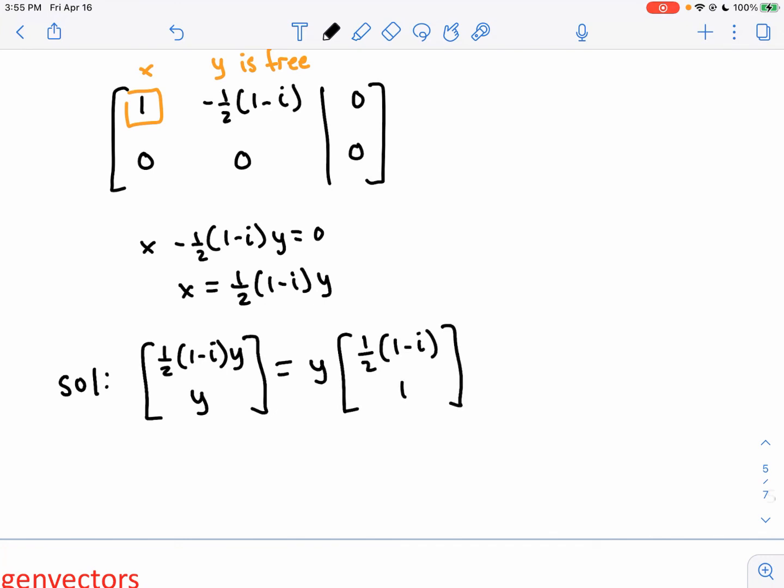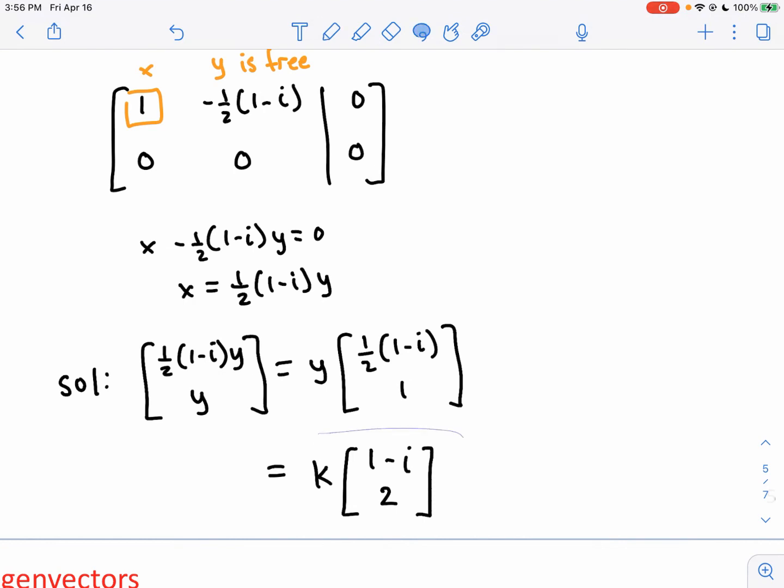Now recall that y represents all possible constants. y is free to be anything. So any multiple of this vector right here will be an eigenvector corresponding to this particular eigenvalue. And we can make this look a little bit cleaner if we want. We can go ahead and double both entries here. So it's just a simple 1 minus i, 2, and then put any constant in front of that.